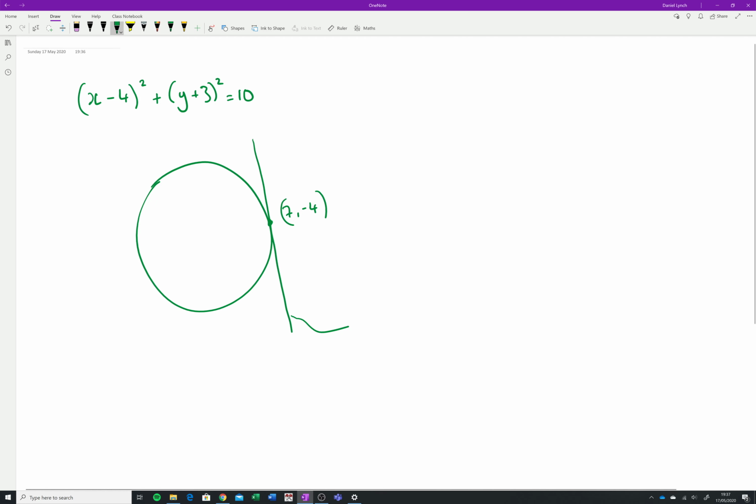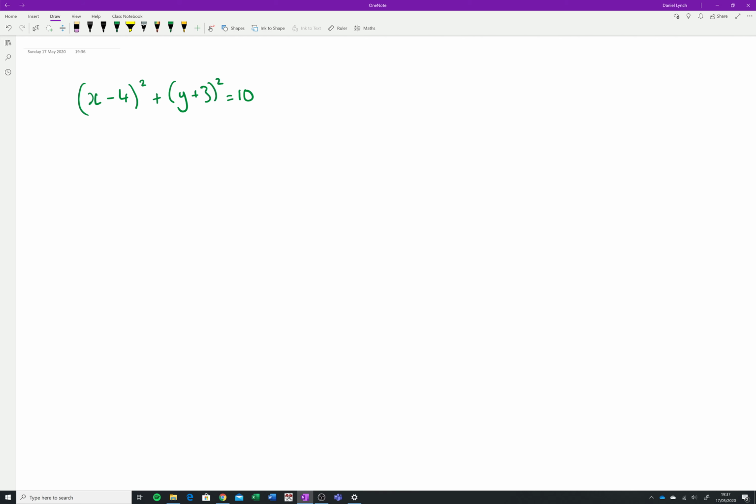In order to get the equation of a line, you're going to need two things. So first of all, let's try and draw that out a little bit better, and we'll draw it out to the side. So first things first, we know the point: (7, -4). Let's say that it's there.